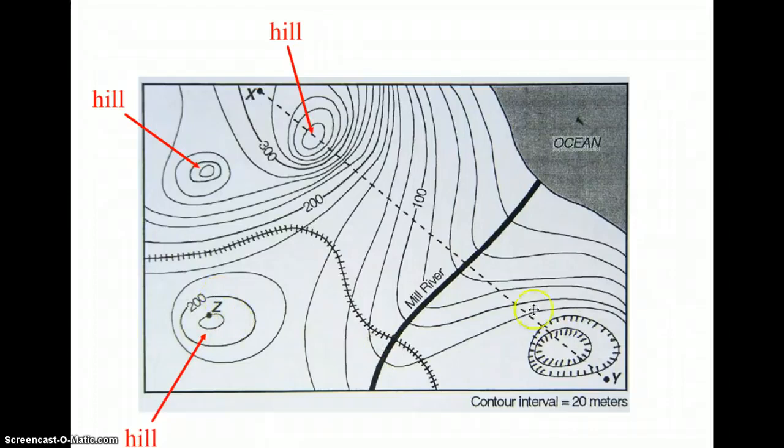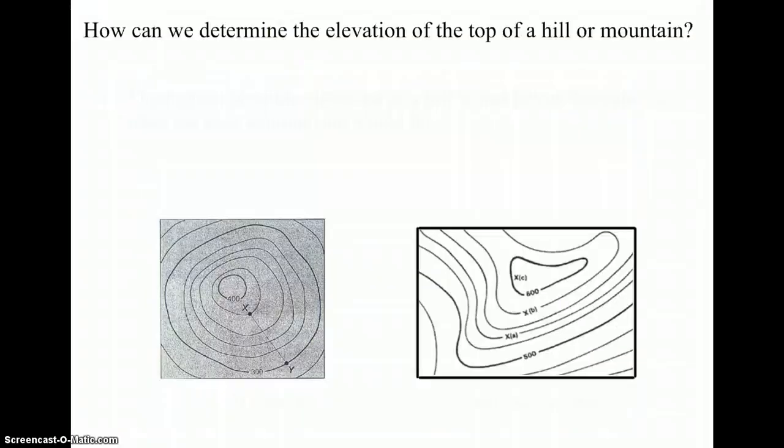This area down here on the bottom right-hand corner is not a hill, because it has these little marks on it, which we'll get to in a couple of minutes. Okay, so again, anytime you see circles within circles, it is a hill or a mountain. Now, what we have to do is figure out how high the top of the hill or the mountain is.